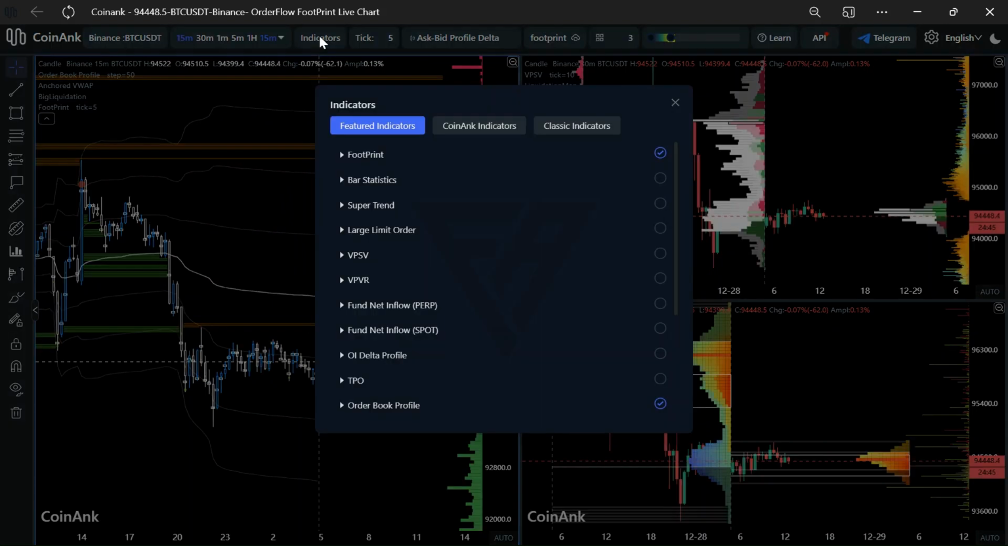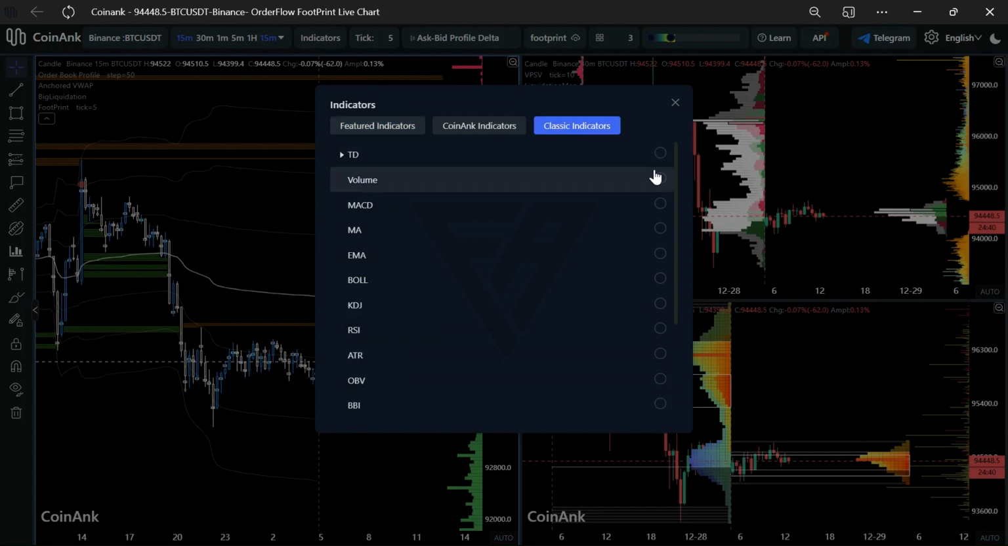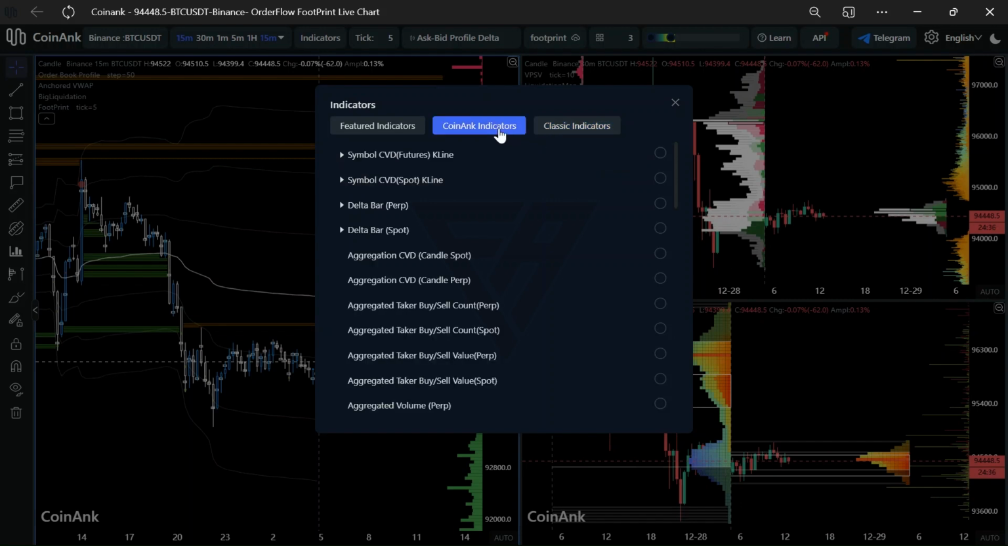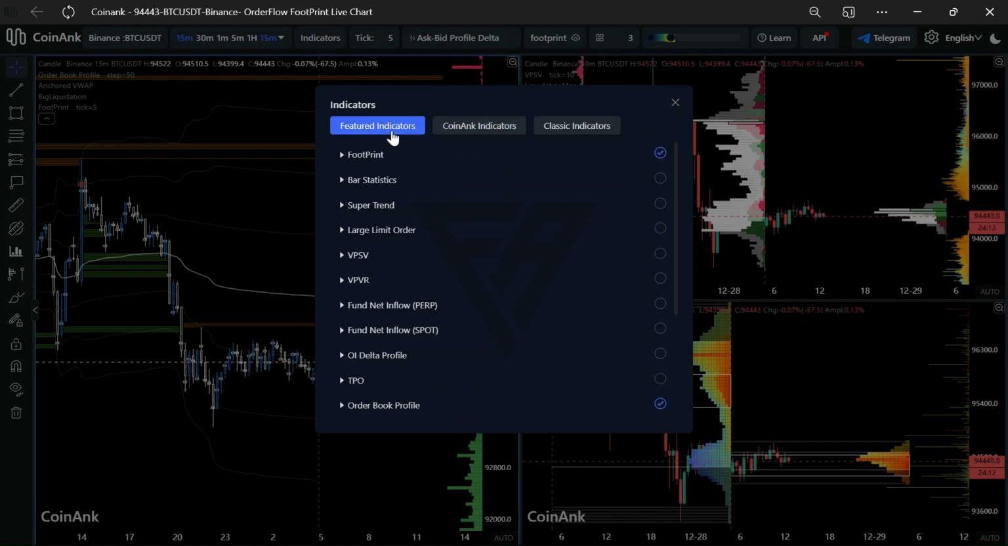Here we have three types of indicators. We have classic TradingView indicators. We have CoinAnk indicators, which we explained in a previous video. If you have not watched, make sure to watch that one. Final indicators are featured order flow indicators.